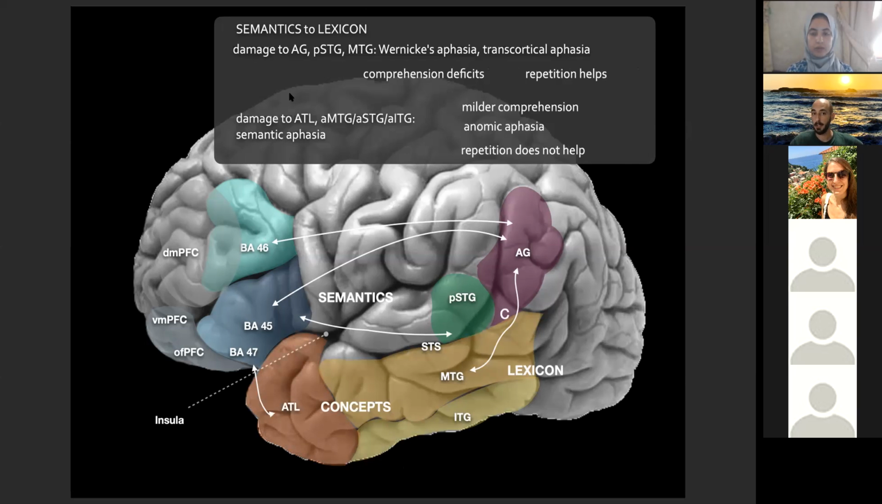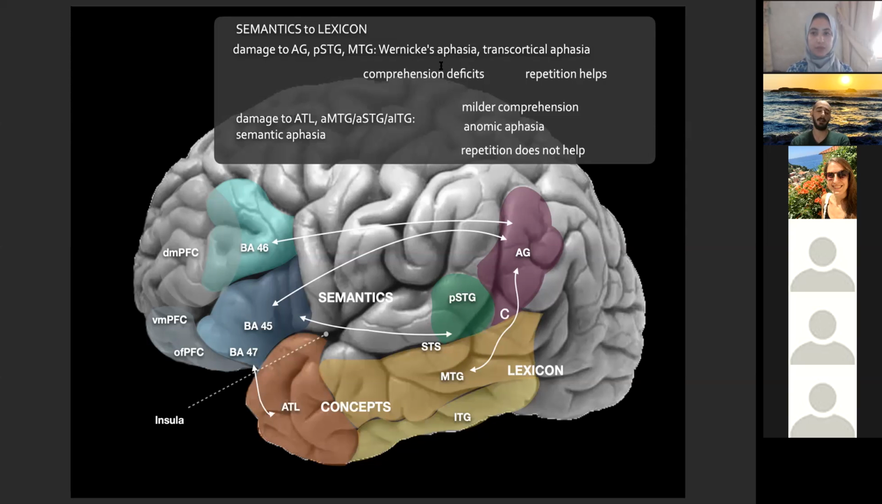So if you get damage to these areas here, the angular gyrus, posterior STG, middle temporal gyrus, you usually get comprehension deficits. So either you get Wernicke's aphasia, or you get the so-called transcortical aphasia, which is very similar to Wernicke's aphasia, but you have intact repetition, okay?